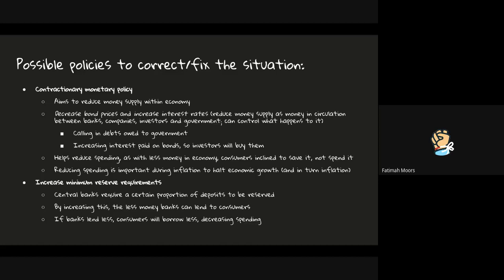We could also increase minimum reserve requirements. So central banks require a certain proportion of deposits to be reserved whenever it's deposited. And so by increasing this reserve, there's less money banks will be able to lend out to consumers. And if banks are loaning less, that means consumers will borrow less and decrease spending in general.